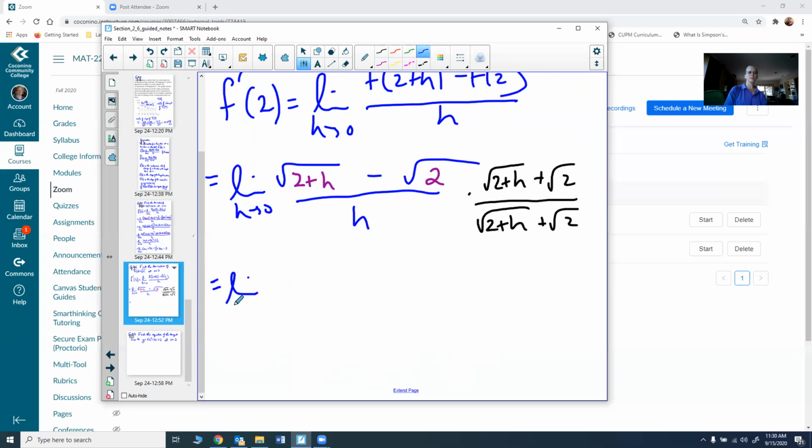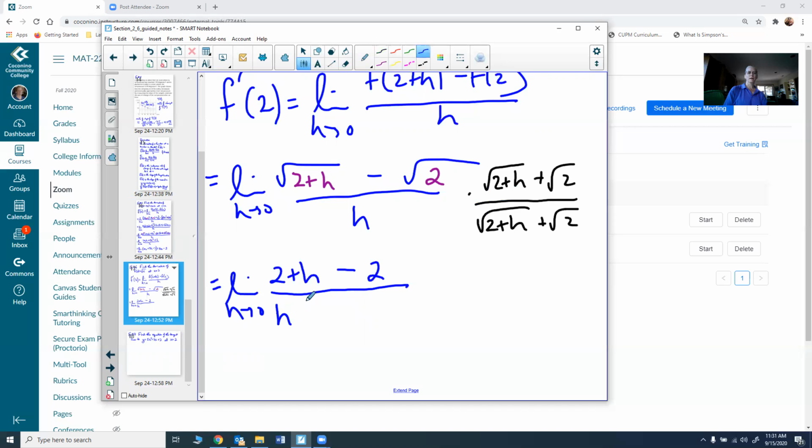So we have the limit as h goes to 0. Multiplying out the top, you've got the square root times itself, which is just the thing inside. You've got a square root times the square root of 2, positive, but then you're going to have a minus of that. So those are going to cancel. And then you've got minus the 2 times the square root of 2 times 2. Square root of 2 is just 2.